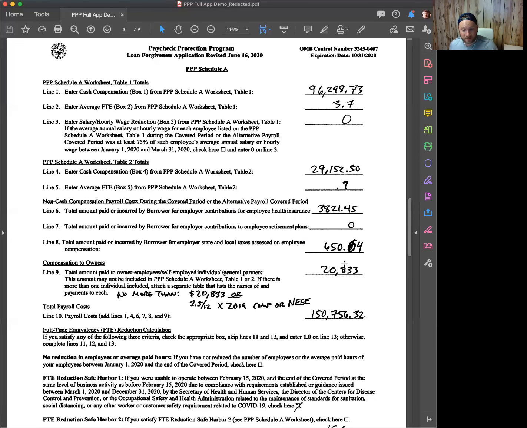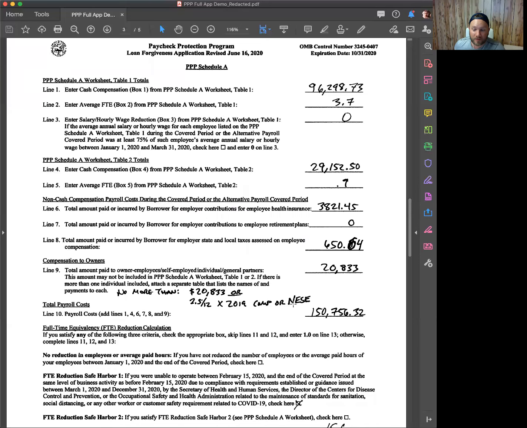Also, though, it can't be more than 2.5 divided by 12 of your 2019 compensation, or what I'm shorthanding as NESE, net earnings from self-employment. Why? The whole point of the Paycheck Protection Program was to try to replace 2.5 months of your payroll, right? That's what they based the calculations on. They said, what were your wages like in 2019? Multiply it by 2.5, right? We did that. We gave them the averages. We multiplied it. That's how they should have come to this loan.